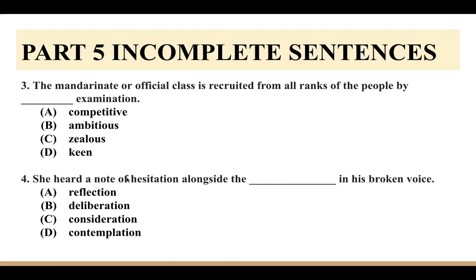Next, the Mandarin native officials classes recruited from or ranked of the people by blah blah blah examination. A, competitive. B, ambitious. C, zealous. And D, keen. Here we can see that the possible choices have the same meaning in context. So we have to identify the noun here. Examination is not proper for the people, right? When we talk about people, we have to use an adjective that describes people. So we can say ambitious personality, zealous personality, and keen personality. So we can cross out B, C, and D. So the answer will go for A.